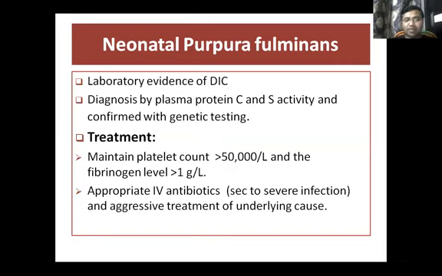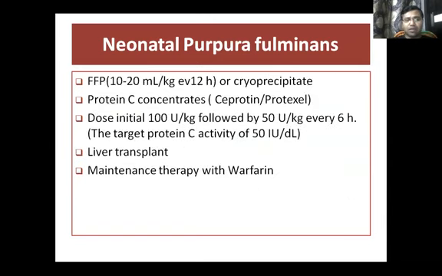For treatment, maintain the platelet count and keep fibrinogen more than 1 gram. If severe sepsis is suspected, treat aggressively with IV antibiotics and treat the underlying cause. Fresh frozen plasma is required every 12 hourly at 10 to 20 ml per kg, or cryoprecipitate if available, which is also good. Protein C concentrate is not easily available.